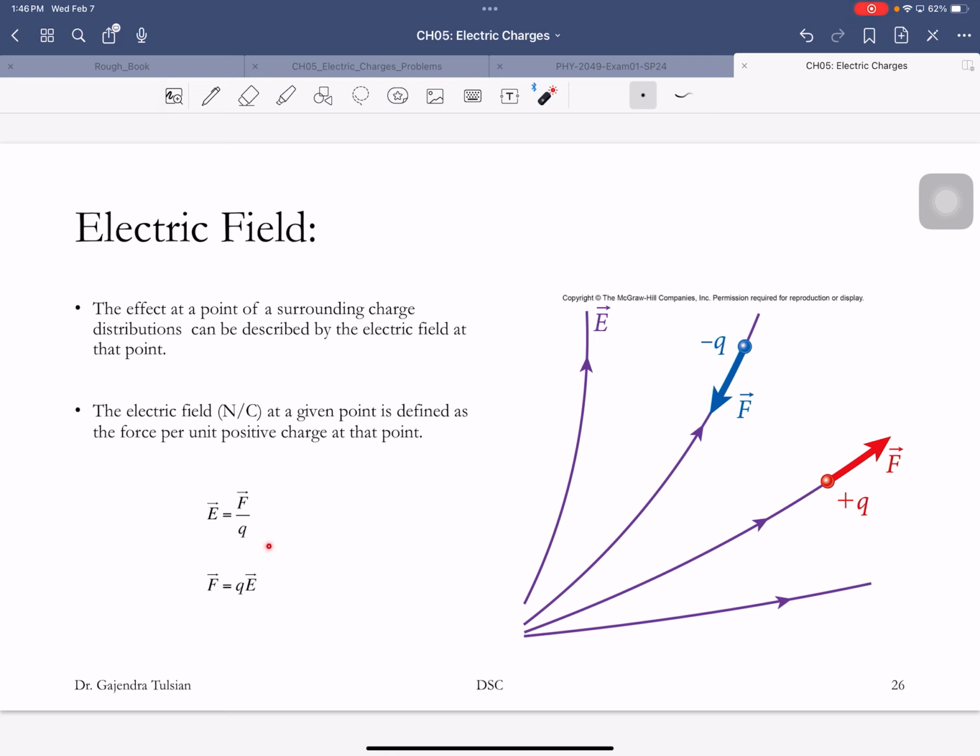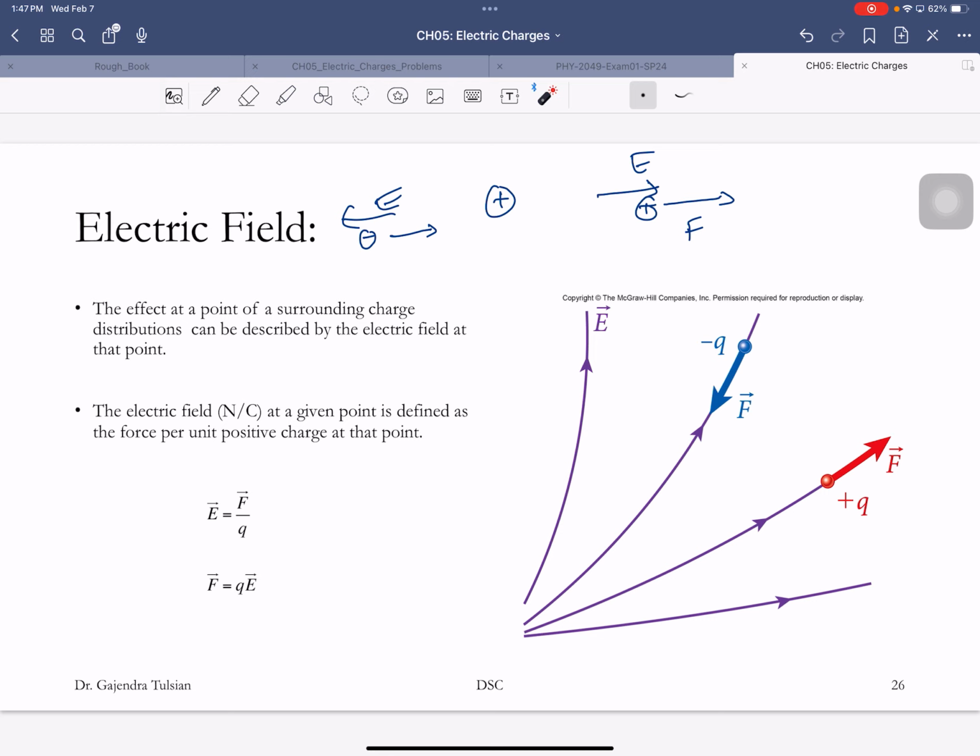So positive charges are pushed in the direction of the electric field, negative charges move in the direction opposite to the electric field. And that makes sense. You guys remember, here's a positive charge creating an electric field like that. If you put a positive charge, it gets repelled. If you put a negative charge here, it gets attracted. So negative charges move in the opposite direction to the electric field, and positive charges move in the same direction as the electric field.